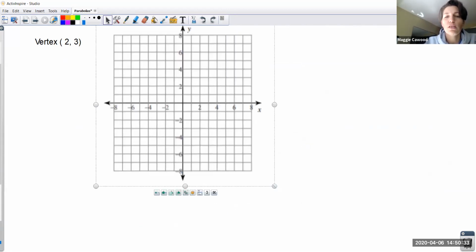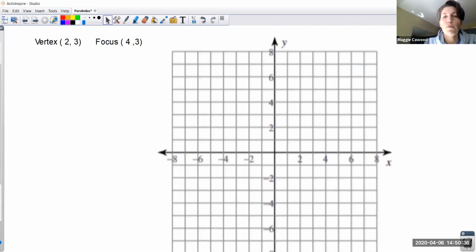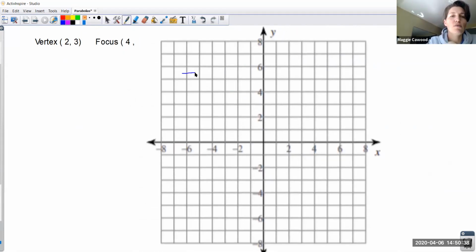Let's make this bigger so we can see it better. We have a little information here. It says the vertex is at 2, 3. So I'm going to go over 2, up 3. That's where my vertex is. Maybe I even label it with a V to remind myself that's a vertex. Then the focus is at 4, 3. The focus is here. And where does the focus always have to be? You're right, it has to be inside the parabola.